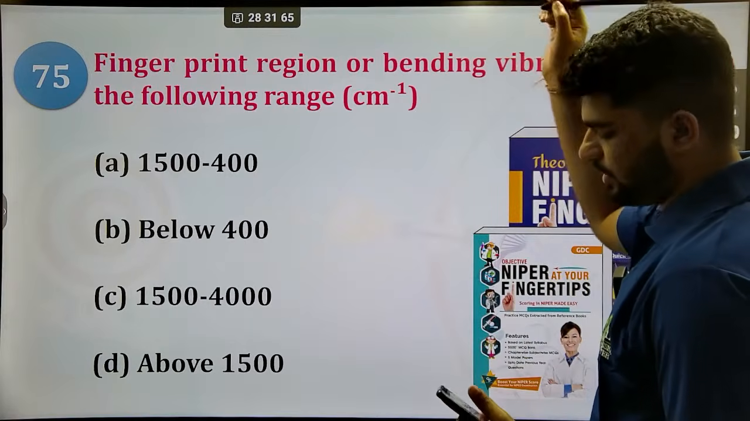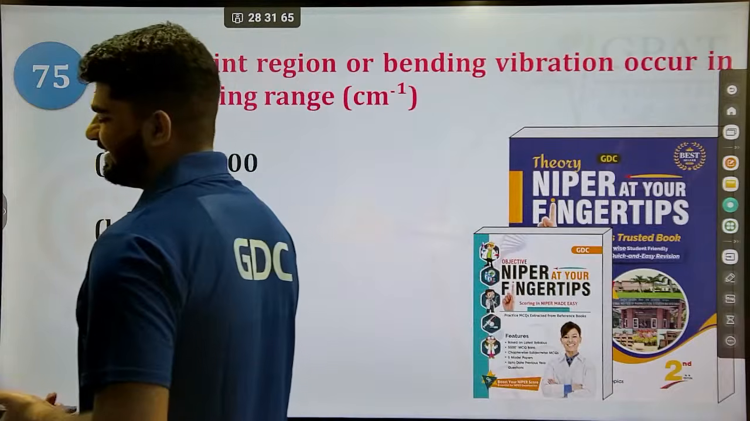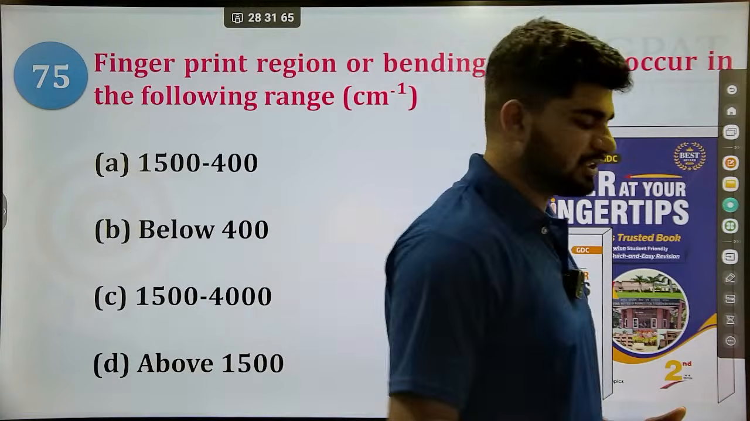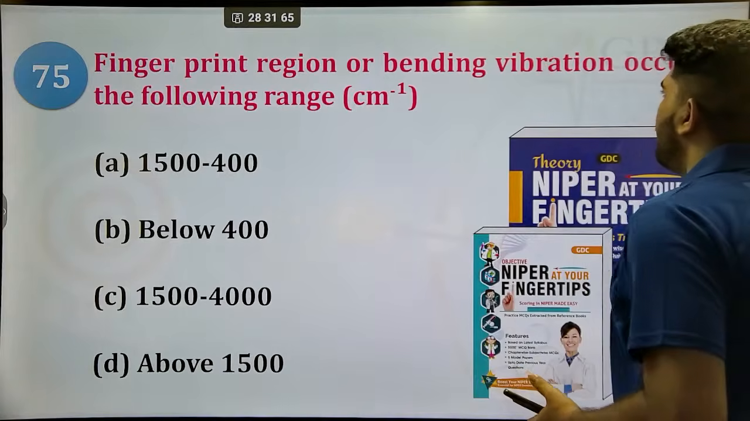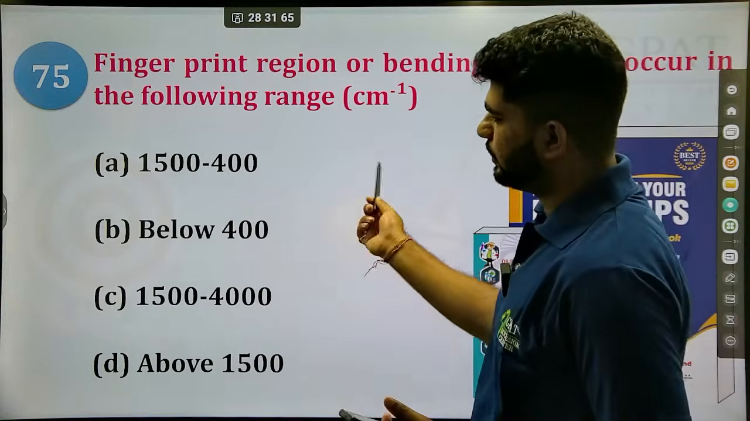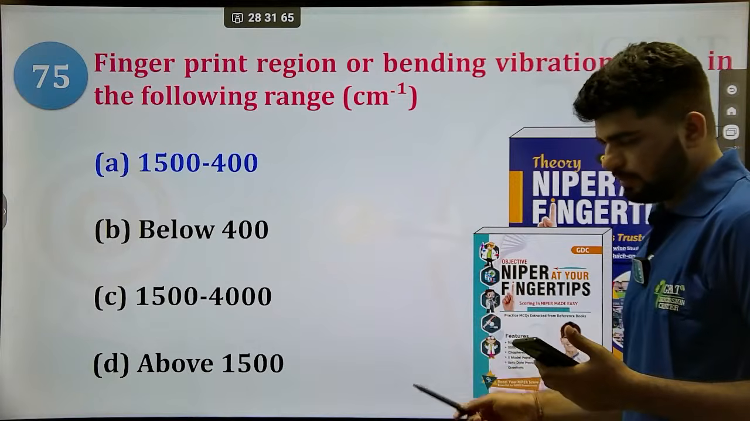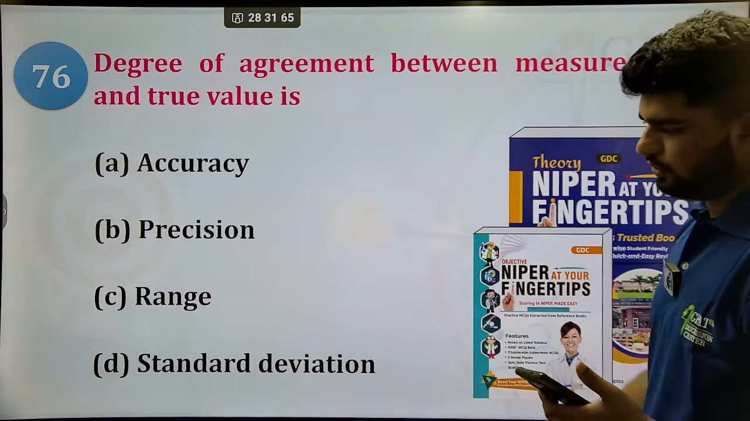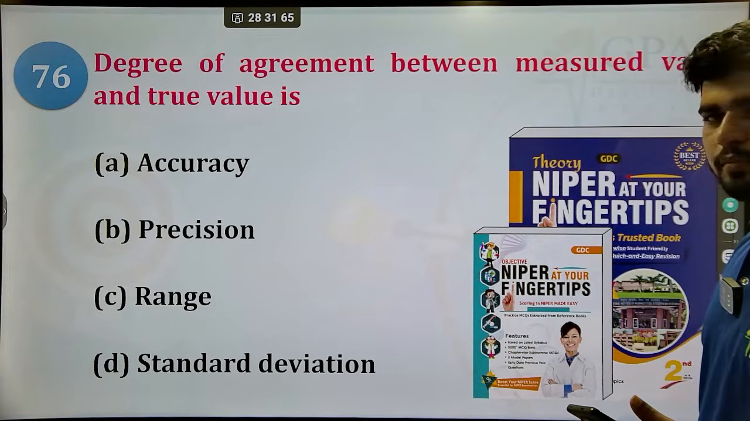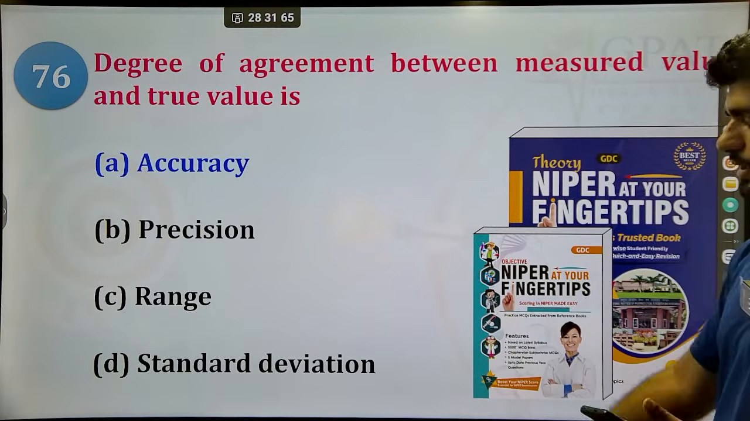Okay. Fingerprint region. Favorite question. Many of the students used to say, sir, fingerprint region is asked everywhere. That's why it became a favorite question. So the fingerprint region or bending vibration occurs in the following range, in centimeter inverse: 1500 to 400, below 400, 1500 to 4000, or above 1500? Yeah, that is your 1500 to 400. Degree of agreement between measured value and true value. That is what? Accuracy, precision, range, or standard deviation. Simple, that would be your accuracy.